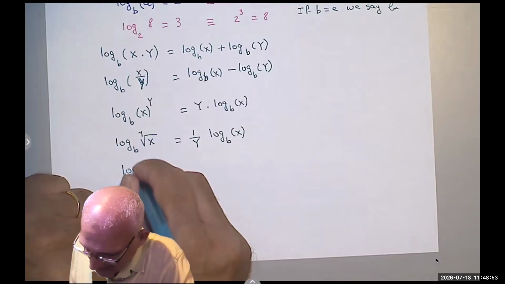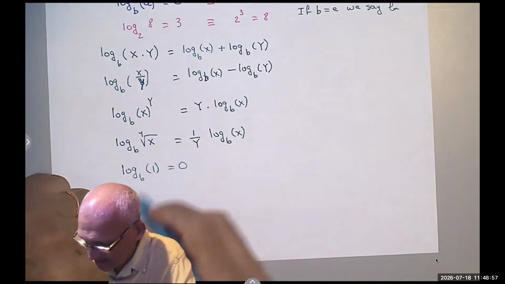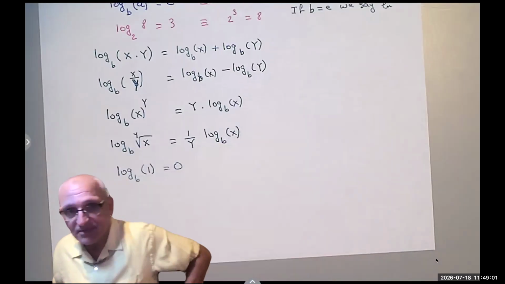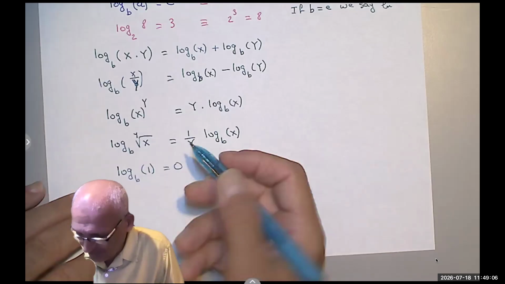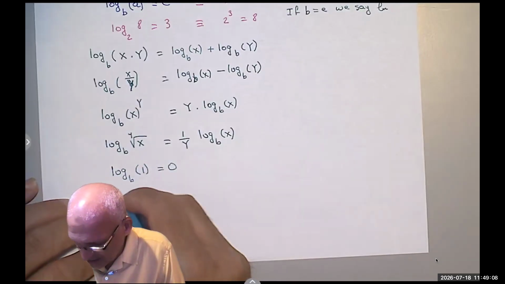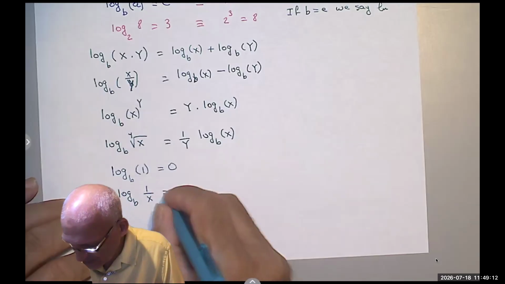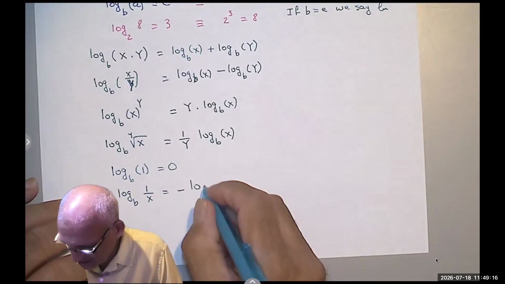Log to any base of the number 1 equals 0. Why? Because any base to the power of 0 equals 1. You see, it's always the opposite. And of course, we said log to the base b of 1 over x equals negative log to the base b of x. Remember when we moved the exponent, we changed sign?